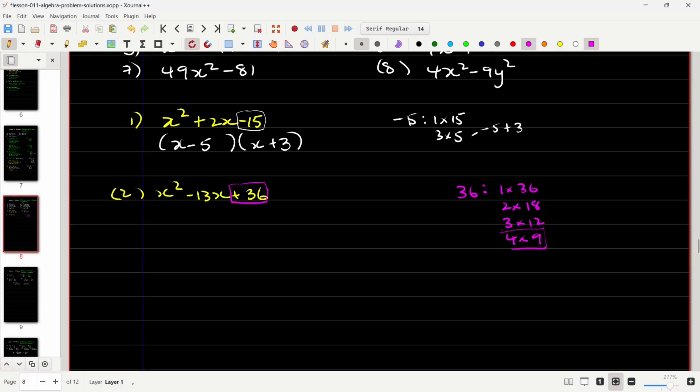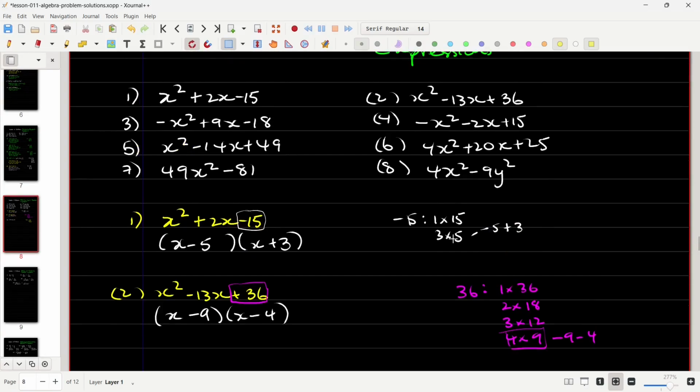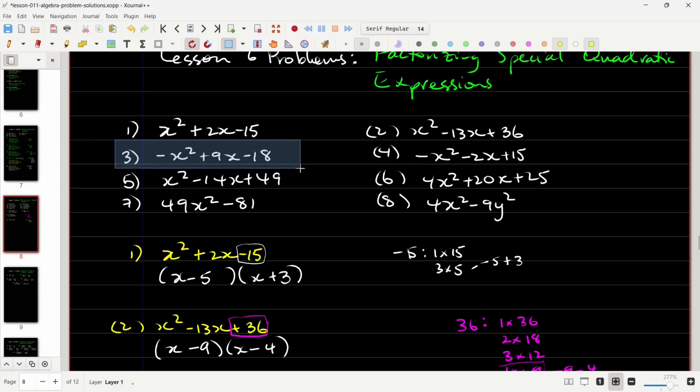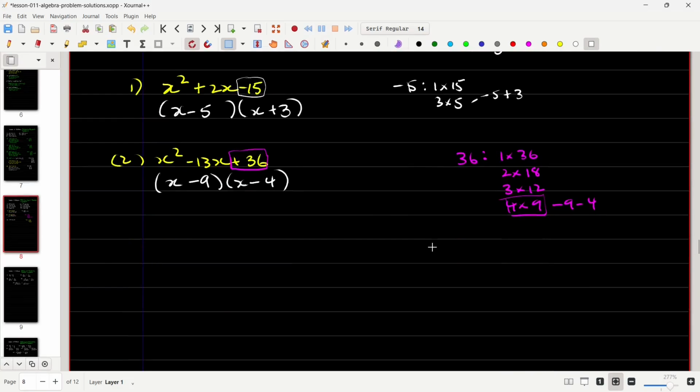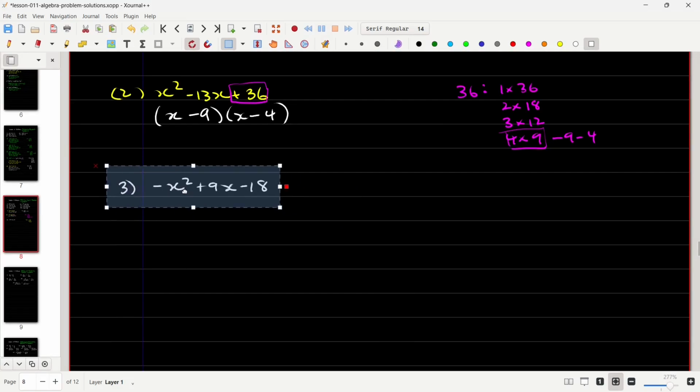And this here will give me 13 if I decide to say minus 9 minus 4, and that'll give me minus 13. So my answer here would be x minus 9 into x minus 4. That's that. Let's go on to the next one. All right, number 3.